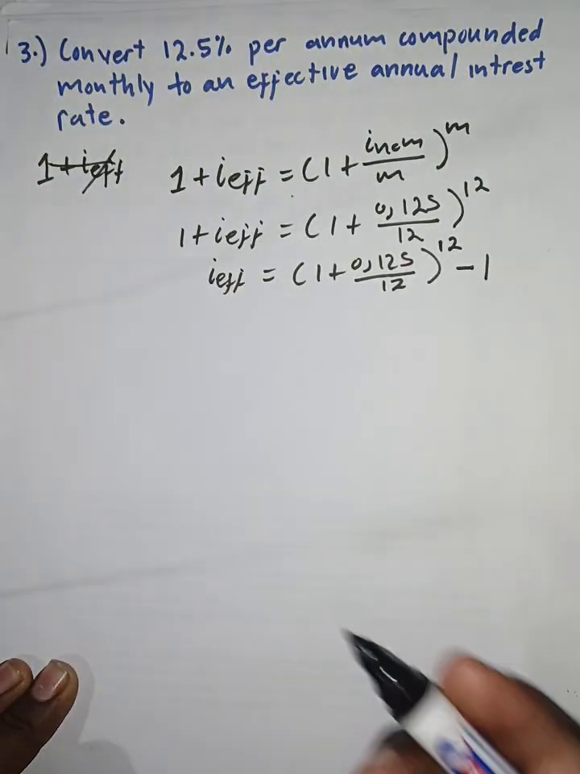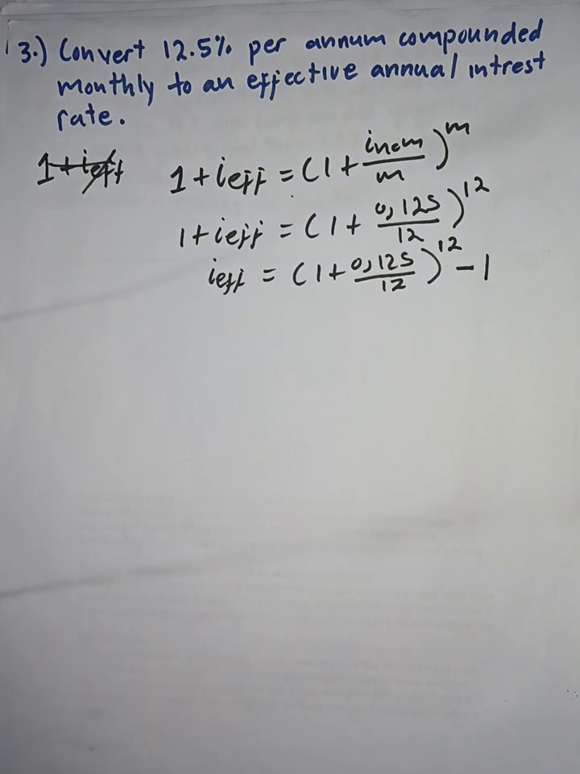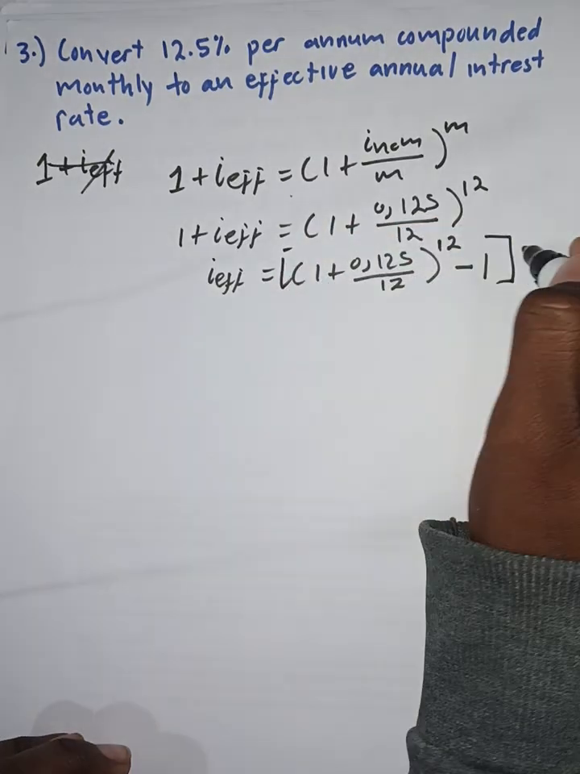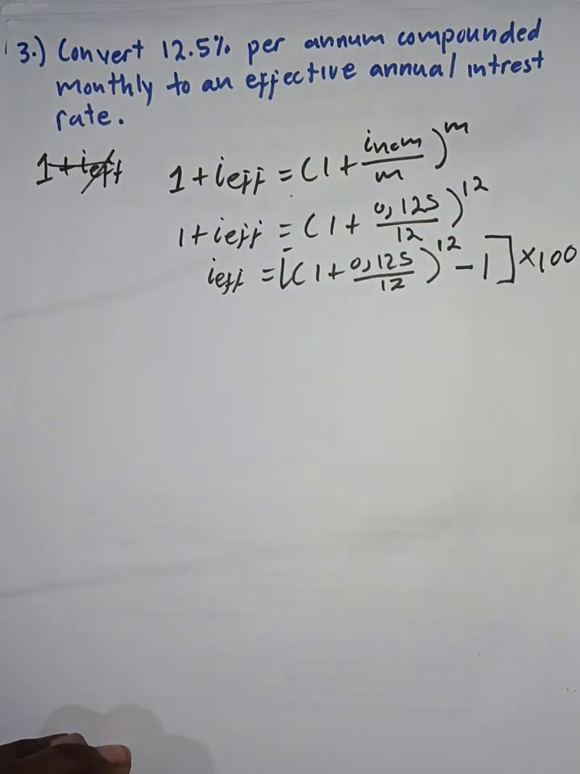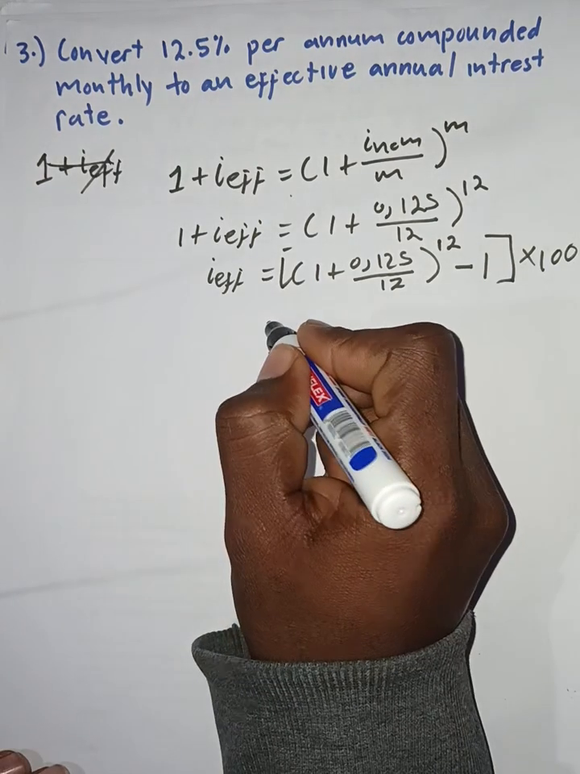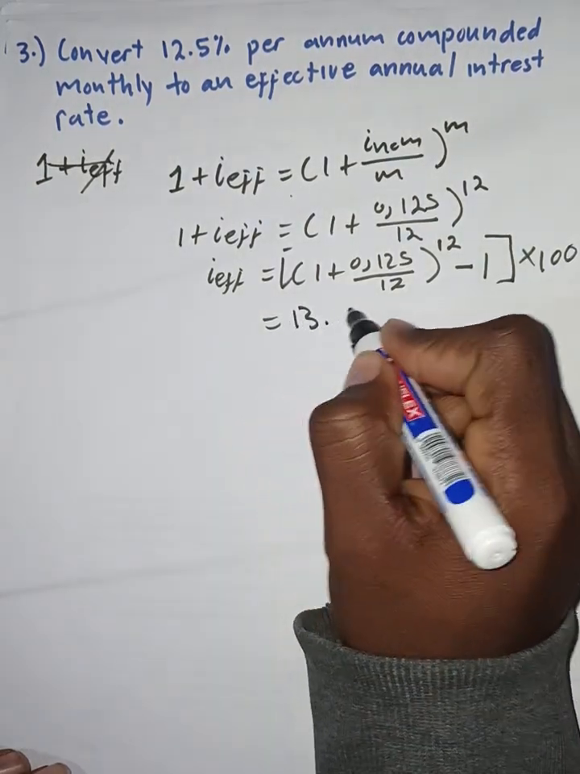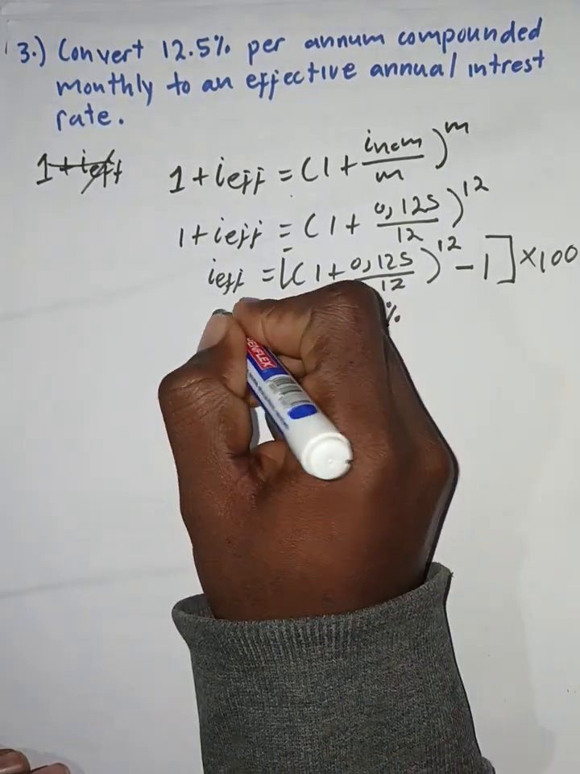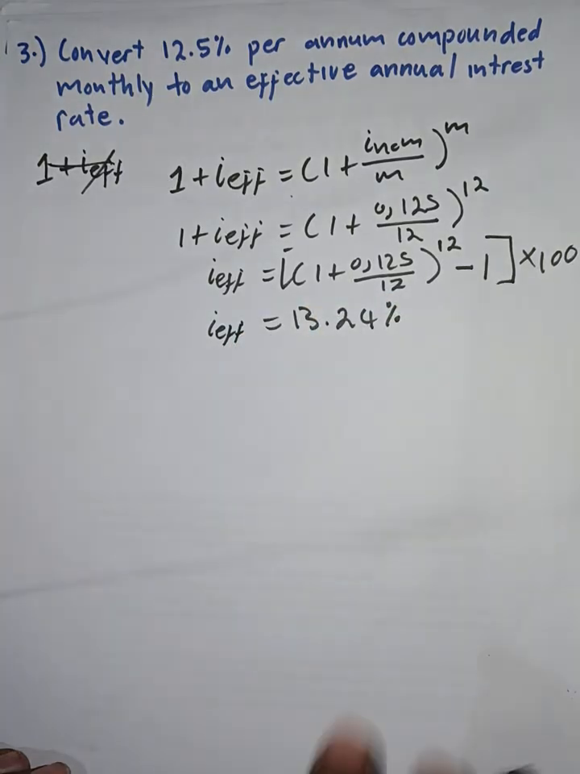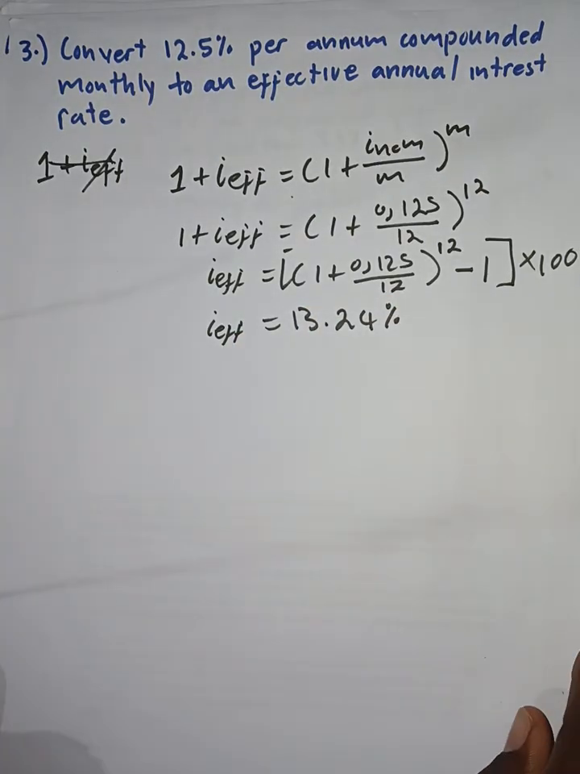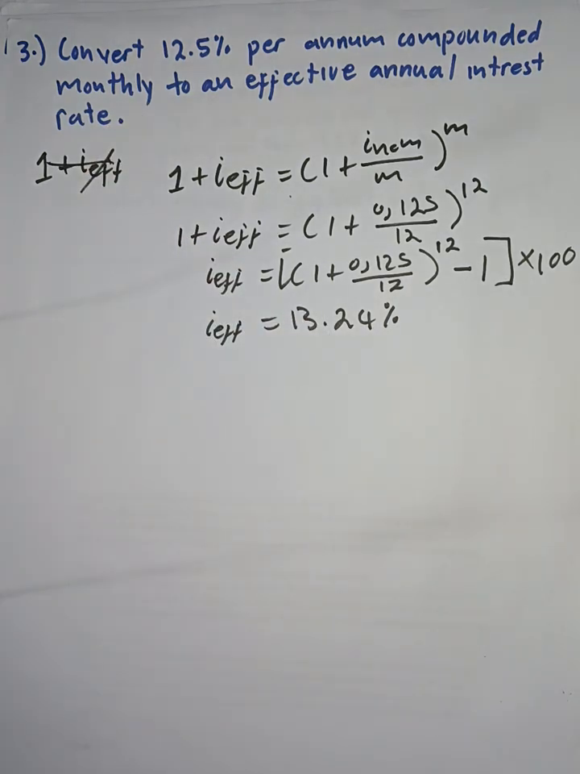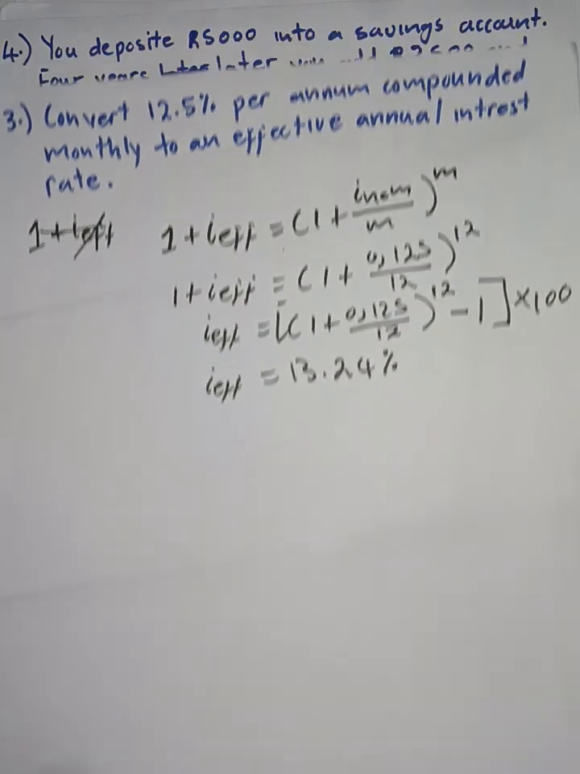And of course, we know that i is interest, and it is in percentage. So whatever value I'm going to get here, I would need to multiply that by 100. And you would get that to be 13.24%. So that would be the i effective. Now again, you can see that i effective is always greater than i nominal, because it only happens once a year. So that would be for that question.